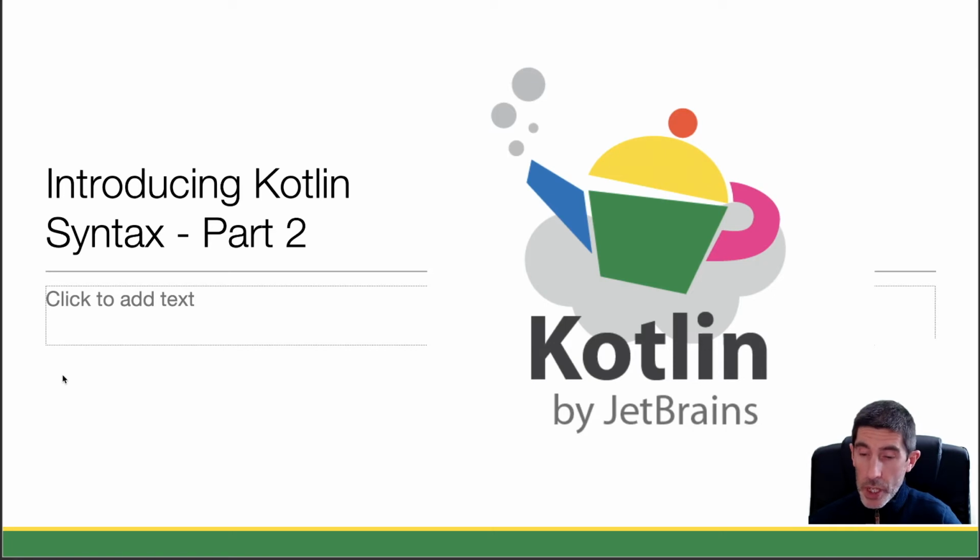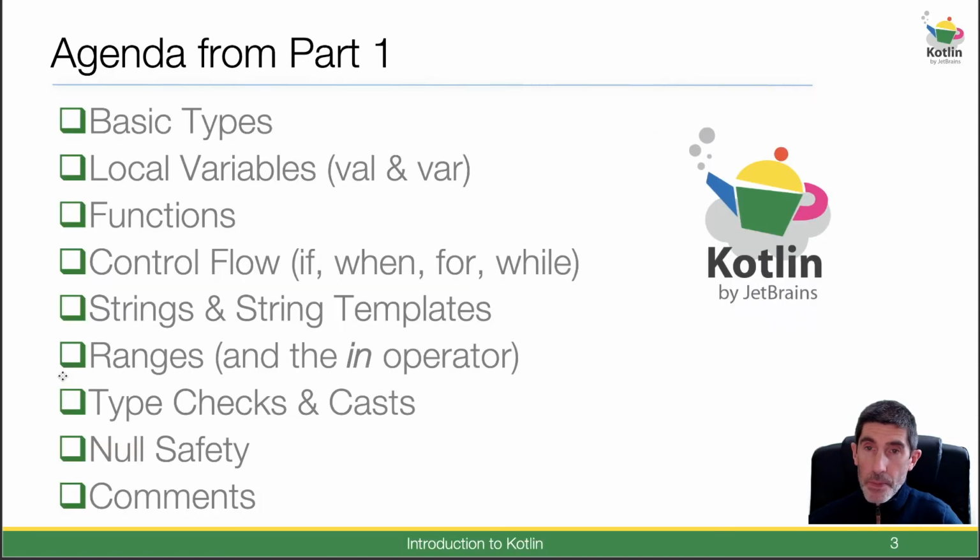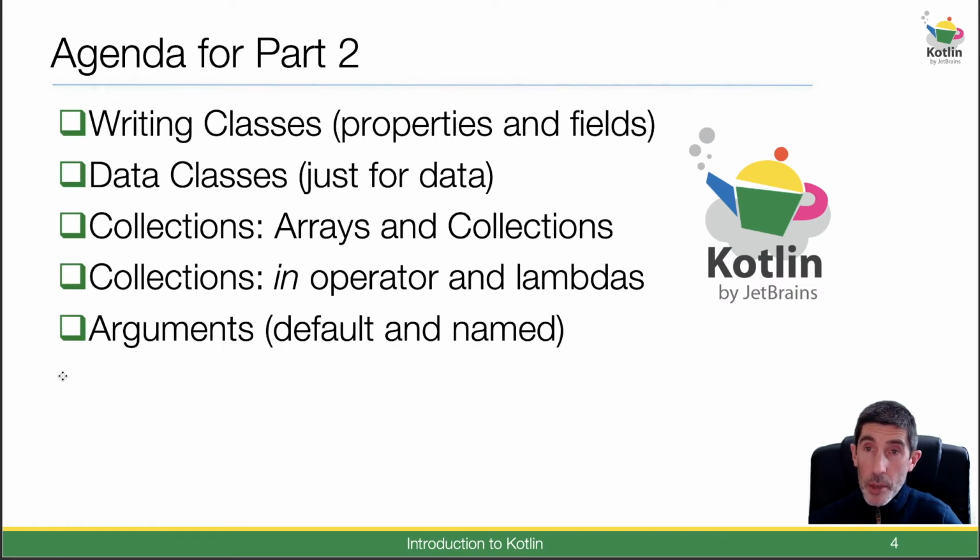Okay, so we've wrapped up some of the basics in the previous parts, 1.1 to 1.4, which is there. There's our list of what we covered in part 1. So in part 2, the overall sections will cover the following: writing classes, where we'll be looking at properties versus fields, and there'll be functions in there as well. Data classes, collections, and arguments.